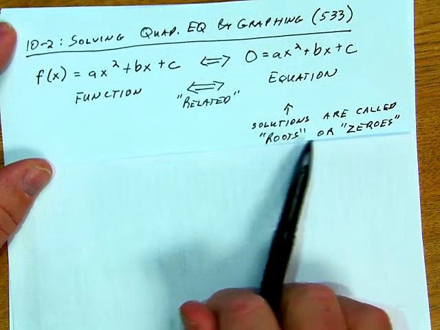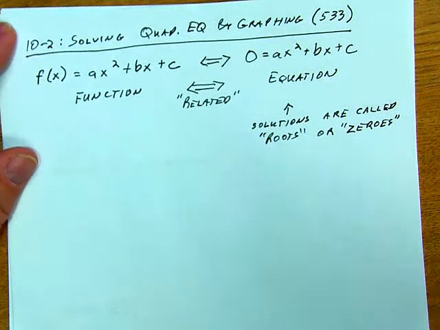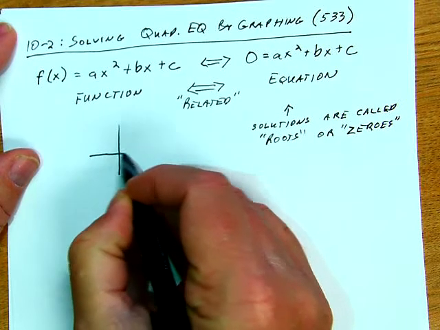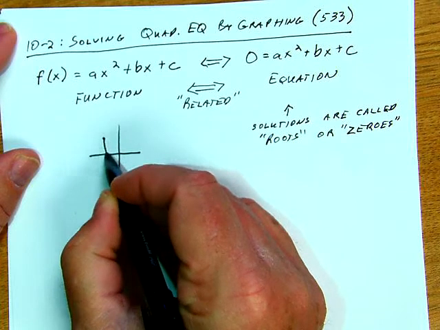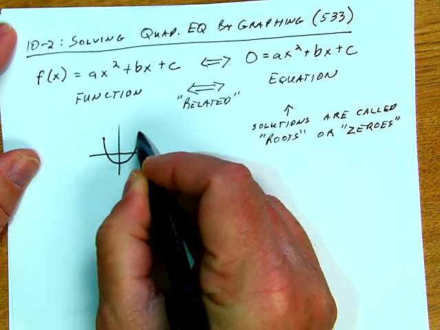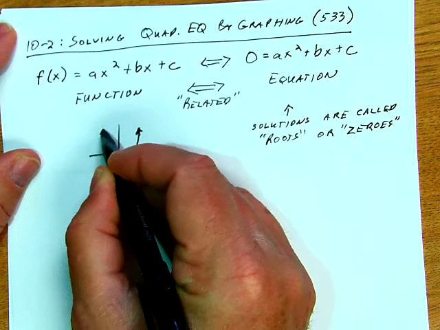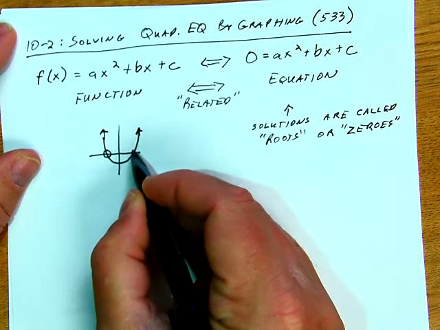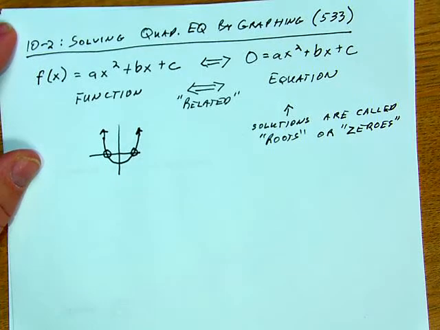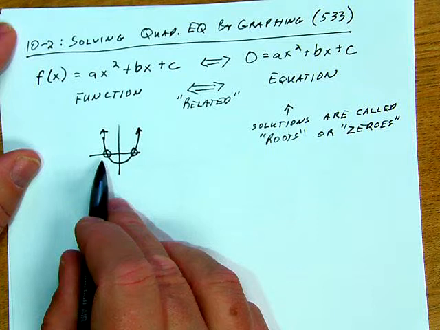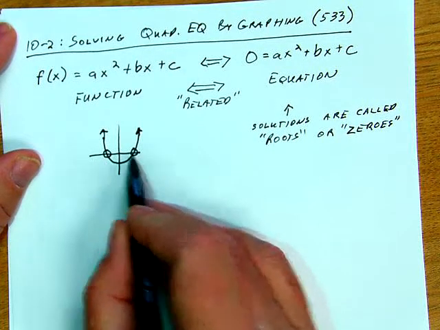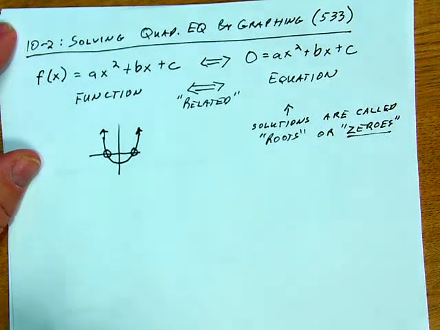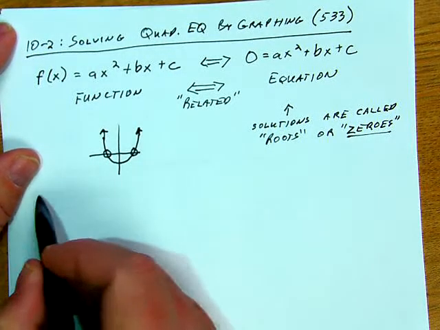When I solve that equation, the solutions are called the roots of the equation, or zeros. Why would they be called zeros? Well, take a look at a parabola. If I'm drawing a parabola, and it doesn't matter which one, let's say that's it. The solutions or roots are where y is equal to 0 and the parabola crosses the x-axis. So that's why they're called zeros.